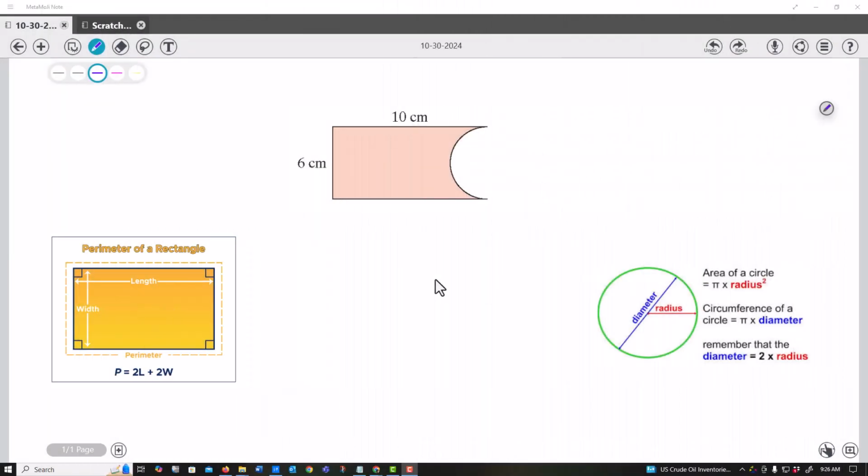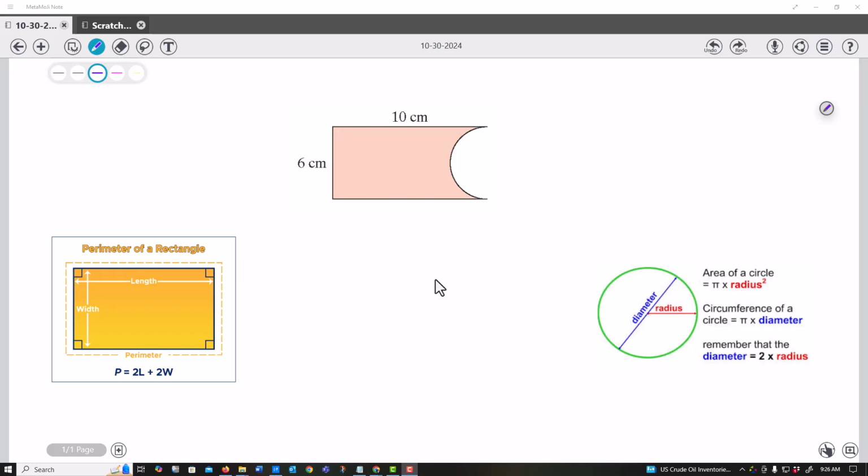Okay, let's say that you're given this object here and you want to find both the perimeter and the area of it. And the first thing you want to do is get your formula sheets out, because we don't expect you to have all these memorized. We always have to Google and look them up ourselves.